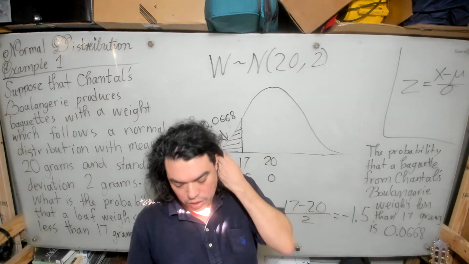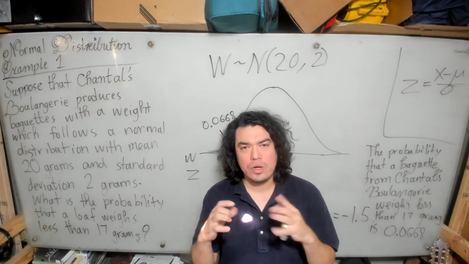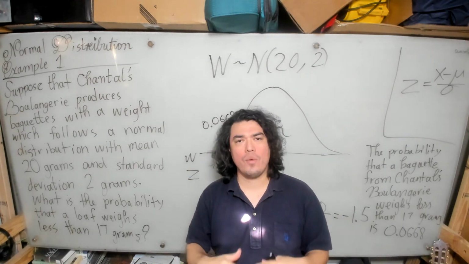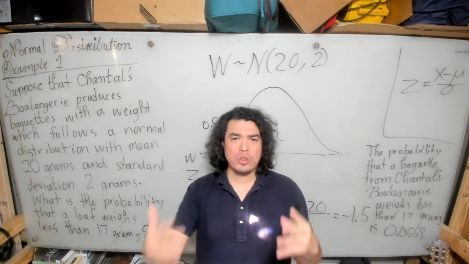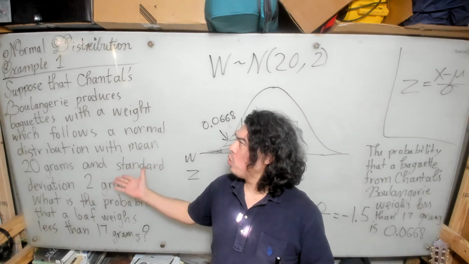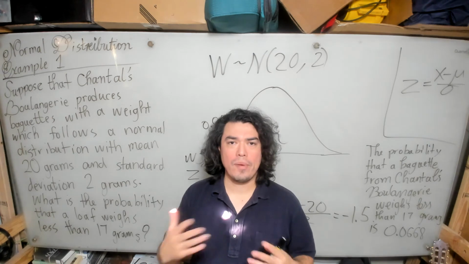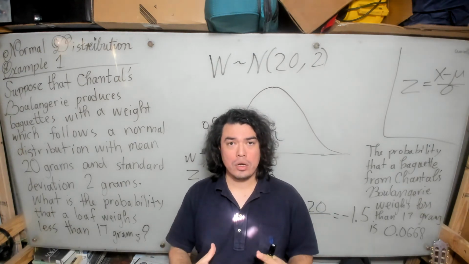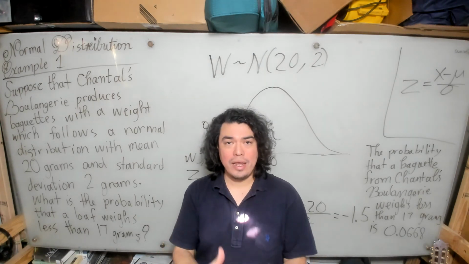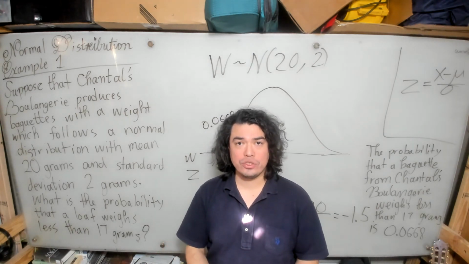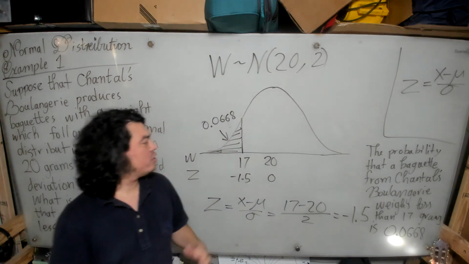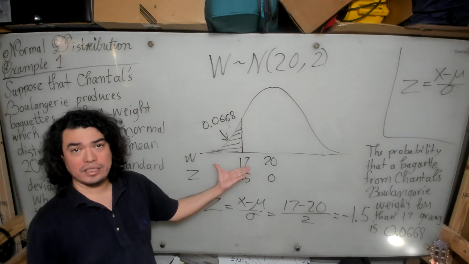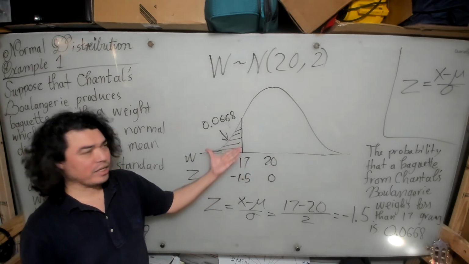Now I'm just going to briefly recap the overarching picture of what we did and how we're going to approach these problems. The way we're going to approach these normal distribution problems, where we want to find the probability that something is occurring, is that we're going to draw our normal distribution. We're going to label and sketch the region of interest to us. In this case, we sketched the region, the weight of the baguettes being less than 17 grams, like this.